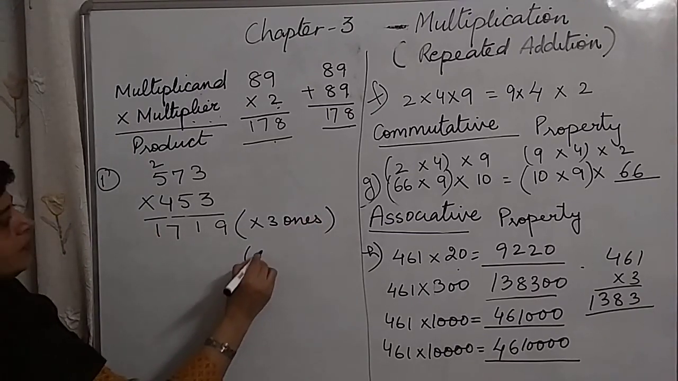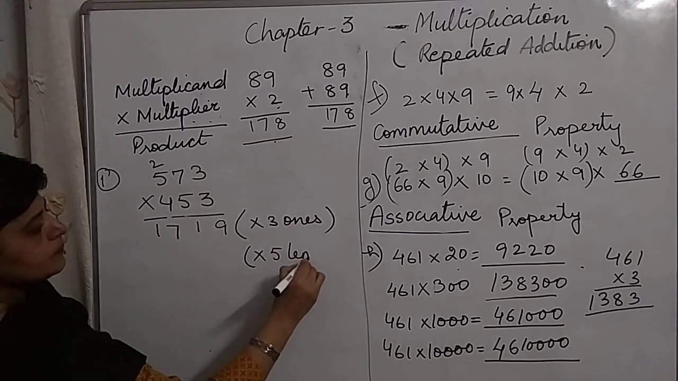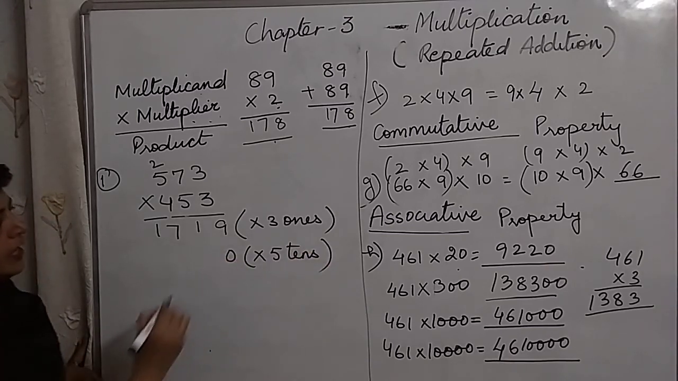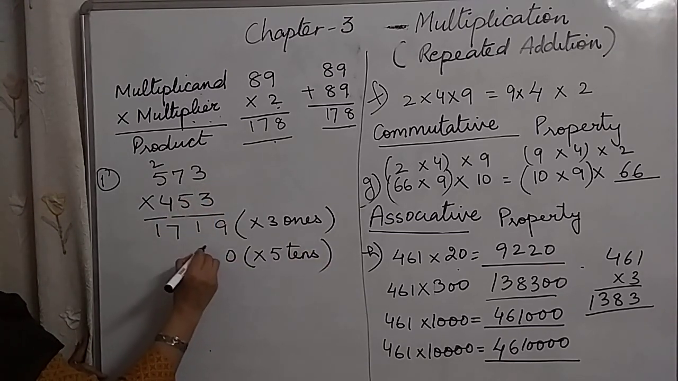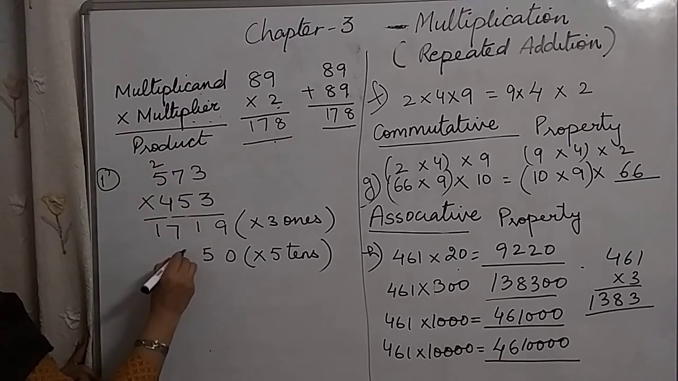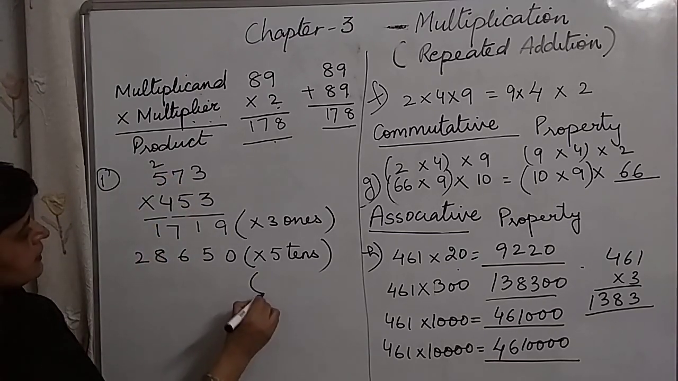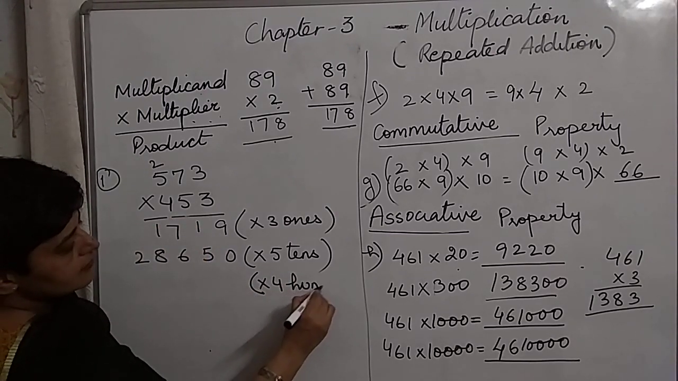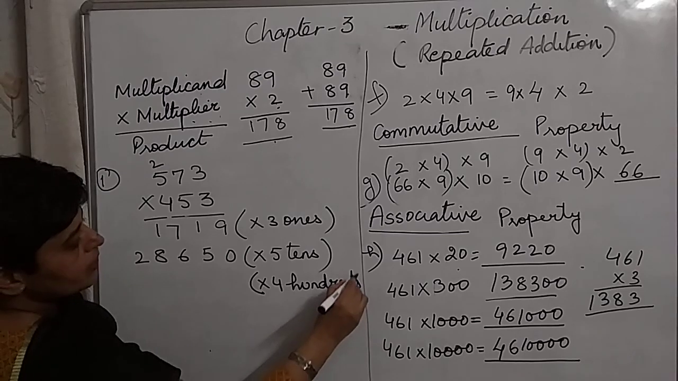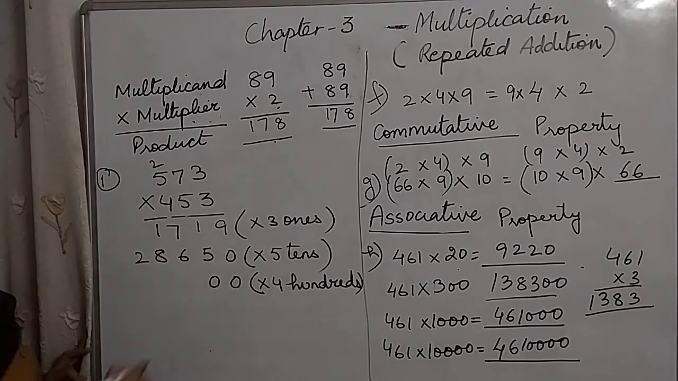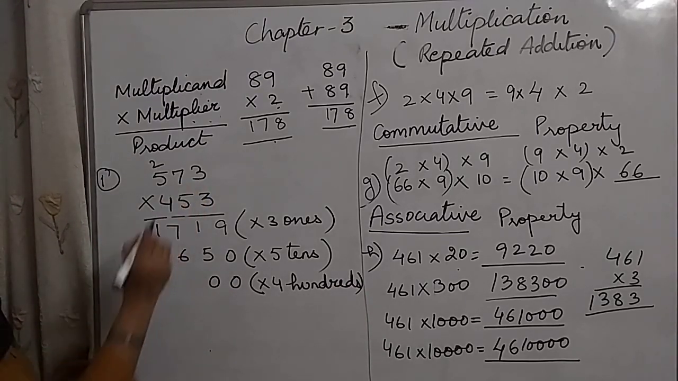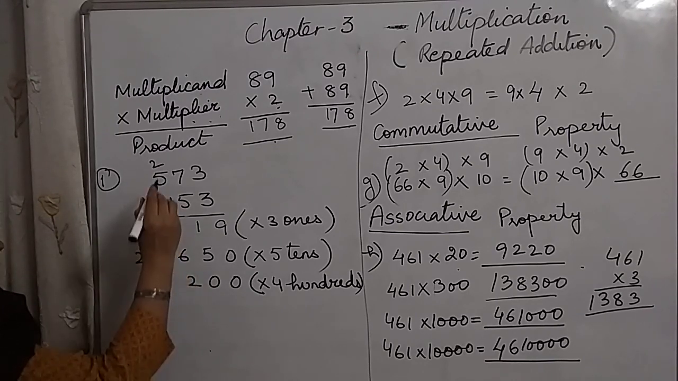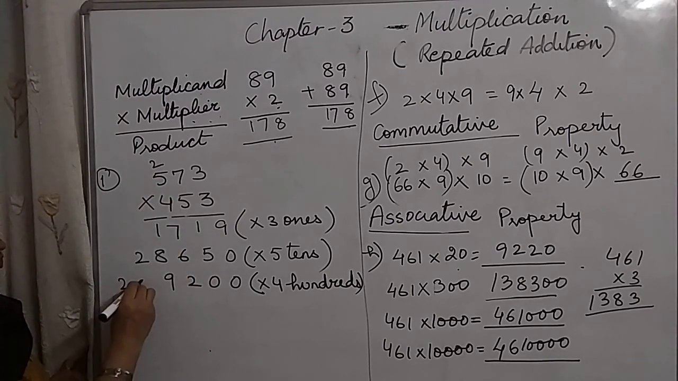Now we multiply it with 5 tens. So we'll put a 0 here. 5 threes are 15, 36, 28. The third digit is at hundreds place. So we'll have to put 2 zeros at the end. 4 threes are 12, 9, 2, 22.